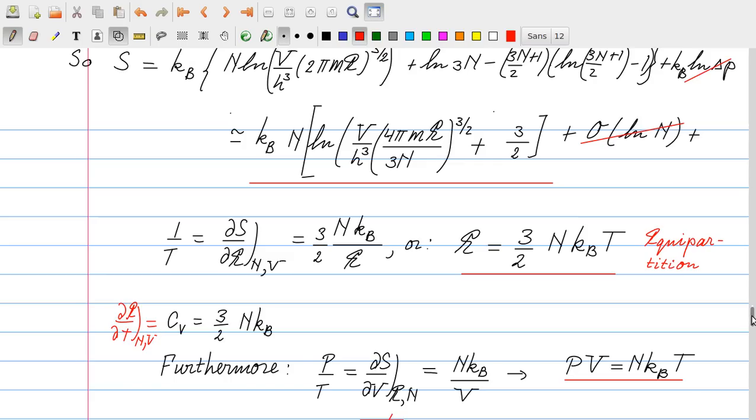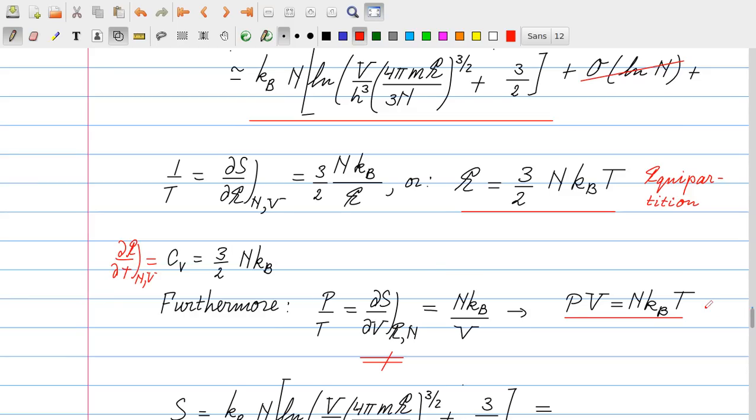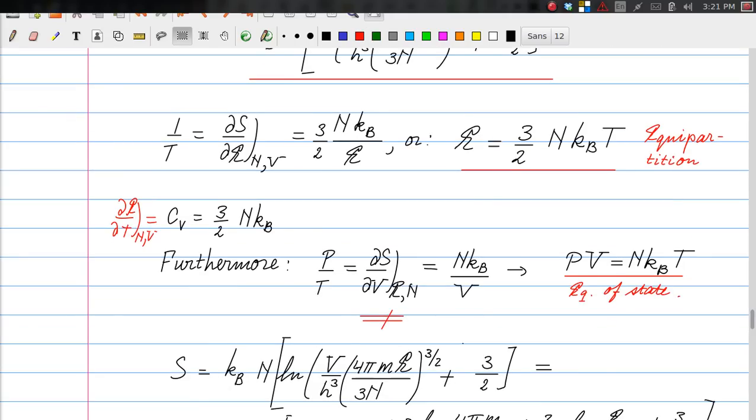Now, another important result that we can derive is the pressure. We can find an expression for the pressure. P over T is dS/dV, so now we take the derivative with respect to V, and then we find the equation of state for the ideal gas. So this is the equation of state. So everything seems to be fine.